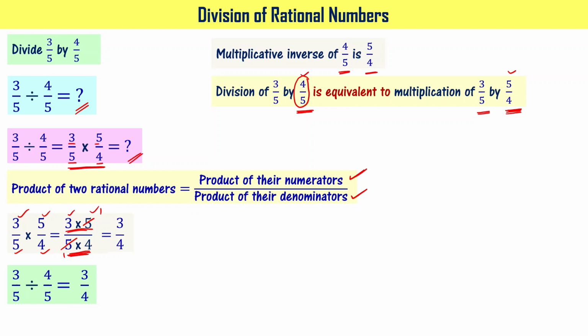To do this division process, what we have used is the multiplicative inverse of one of the numbers, right? That is 4 by 5. We have used the multiplicative inverse of 4 by 5 so that instead of dividing 3 by 5 with 4 by 5, we have multiplied 3 by 5 by 5 by 4, right?